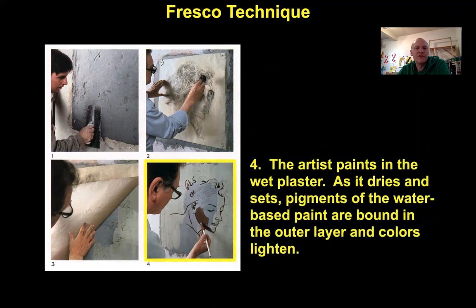The artist paints in wet plaster. It dries and sets. Pigments in the water-based paint are bound into the outer layer and colors lighten. The colors lighten because you've got plaster and lime in there. So you've got carbonates in there, or calcium, rather. So it's white, essentially. So you don't have these ultra saturated colors in a fresco because you've got calcium mixed in, which is white.